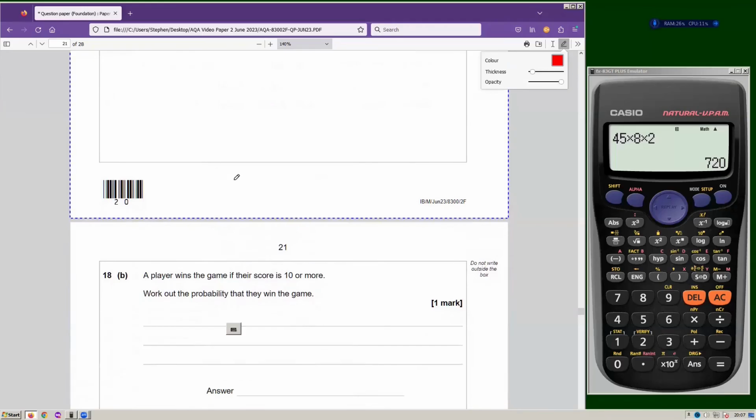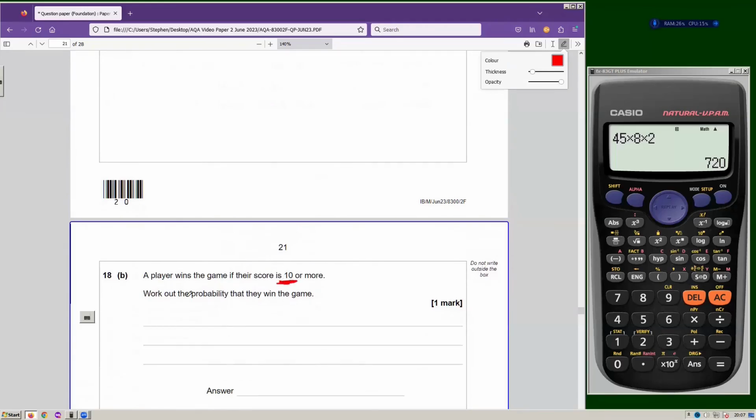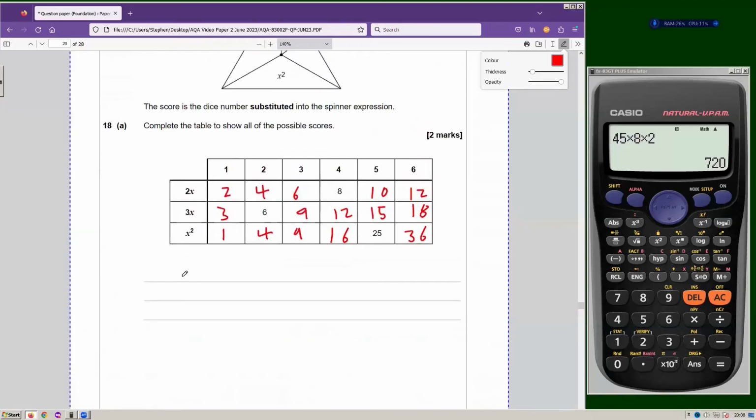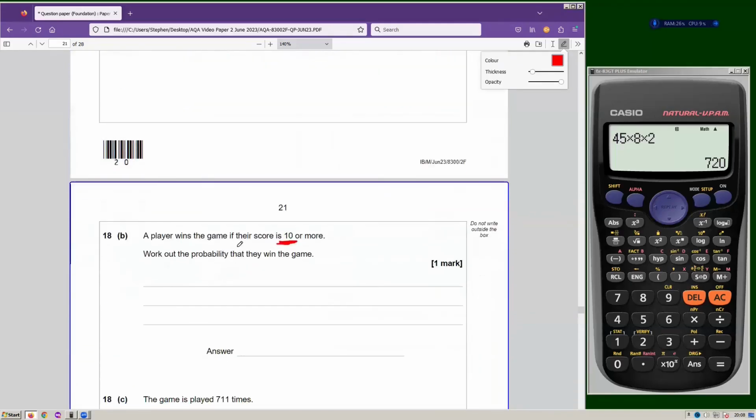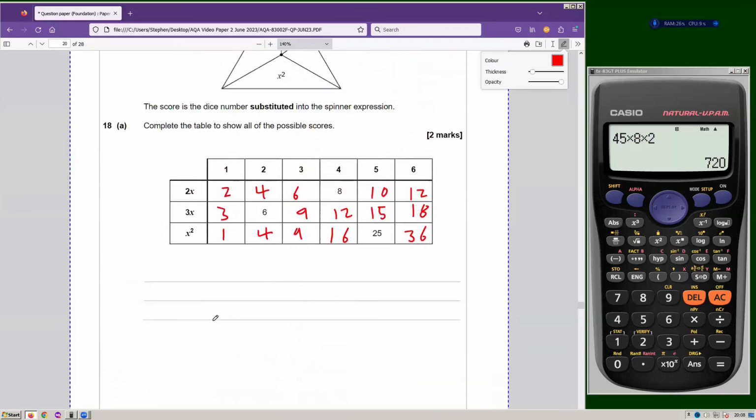A player wins the game if they score 10 or more. Oh, this is one of these funny ones. Work out the probability that they win the game. Okay. So we have to look at everything that's 10 or more. Is it right? 10 or more? We've got 1, 2, 3, 4, 5, 6, 7, 8. 8 chances.